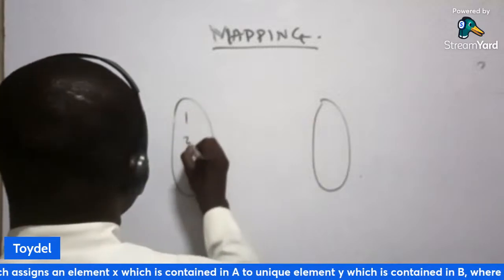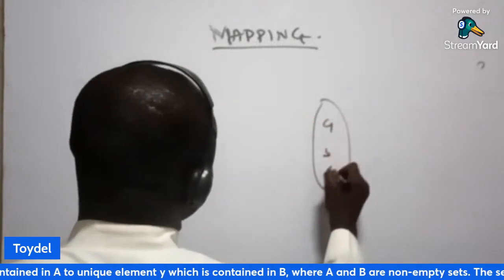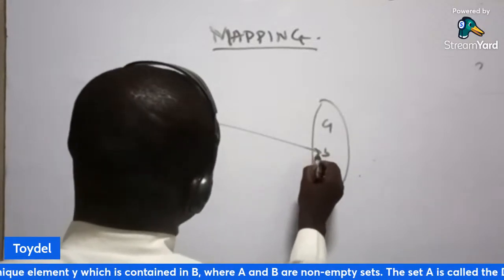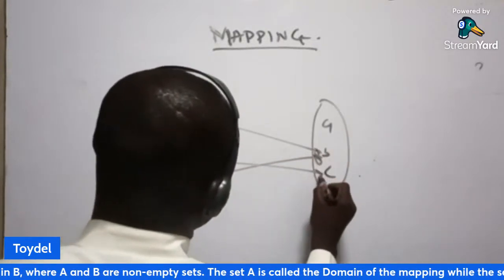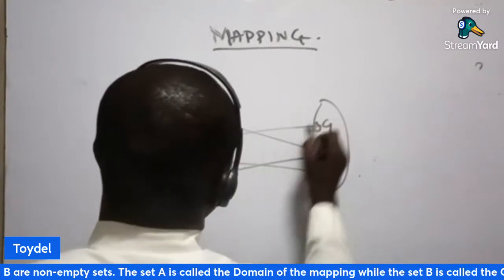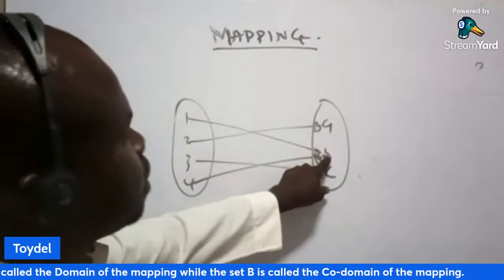For instance, we can say 1, 2, 3, 4 in the domain, and A, B, C in the codomain. So 1 can be mapped to this, and 4 can also be mapped to this. This is just an example though. This to this, then this to this. In this case, you realize that two elements, 1 and 4, are being mapped into B.